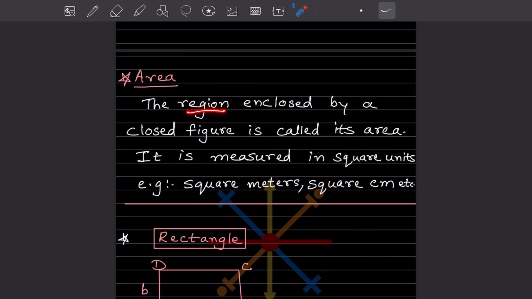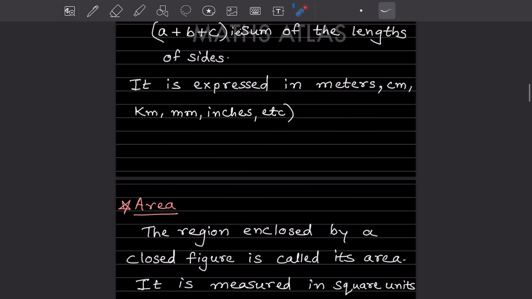The region enclosed by a closed figure is called its area. When we are doing the examples, we can see what it is. Now, this is just a definition; in detail, we'll see in the exercise. So, what is it measured in? This area.